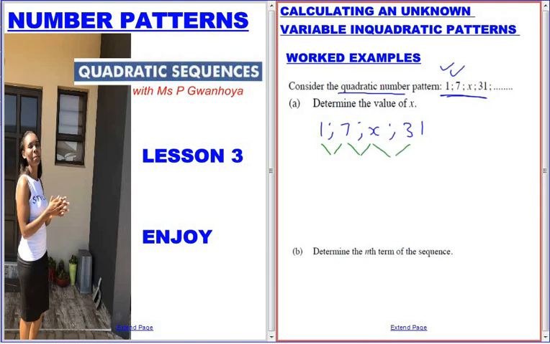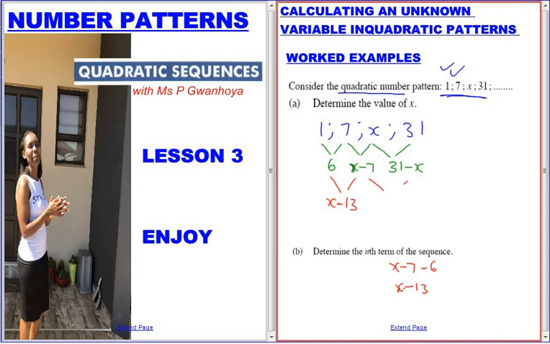So 7 minus 1 will still give us 6. And then here when we subtract, it will be x minus 7. Unfortunately, we have to write it like that, and then this one will be 31 minus x. The first differences are usually not a problem to write, but the second ones you may want to be careful. In actual fact, I am asking you to say x minus 7 minus 6. So can you see how that is going to be x minus 13?